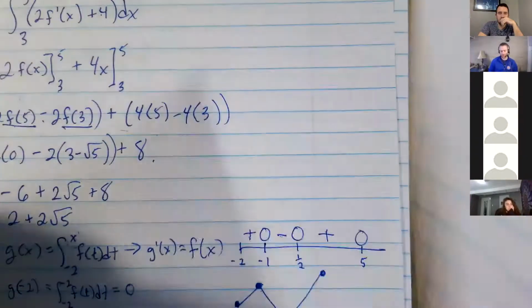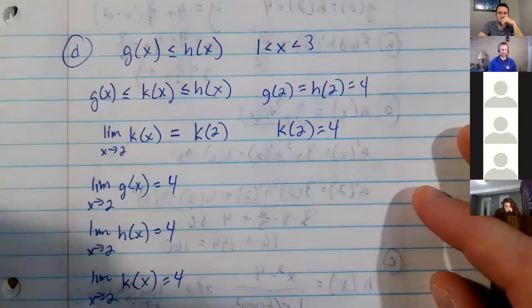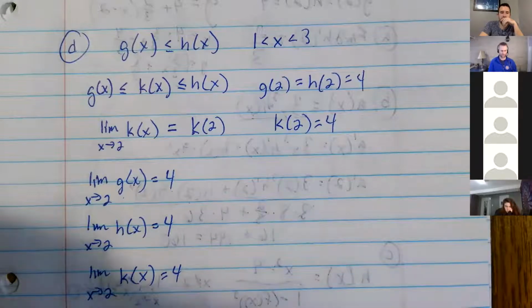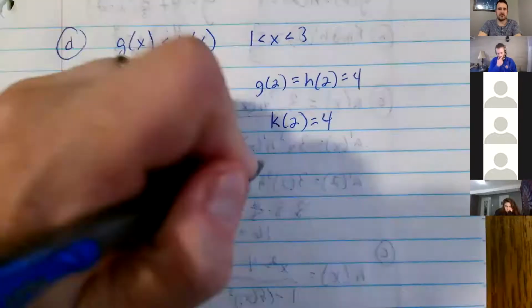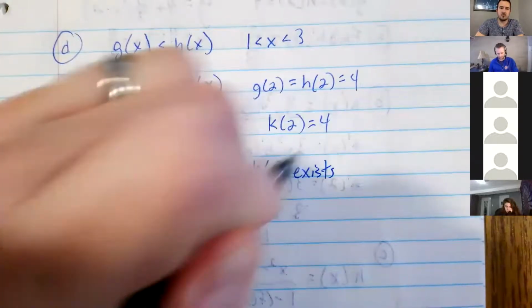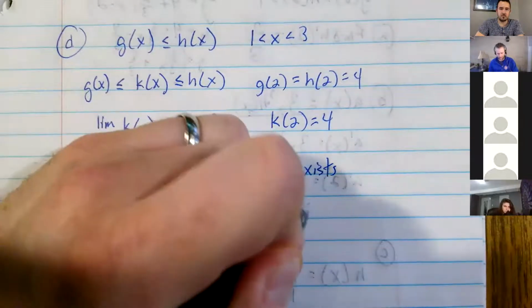What does that say? That the limit as x approaches 2 must exist, and the value of the function must exist, right? And so what we're trying to show is that k of 2 exists, and the limit as x approaches 2 of k of x exists and is equal to k of 2.